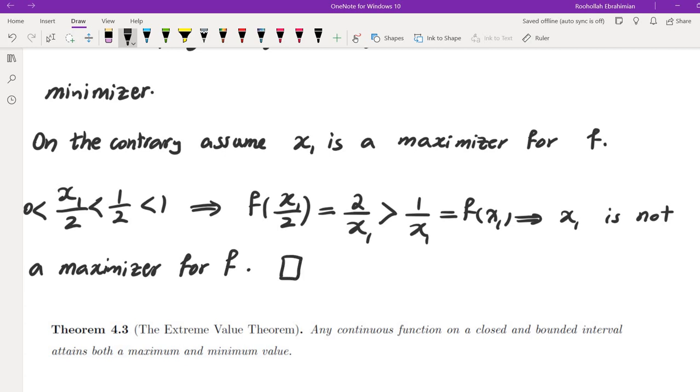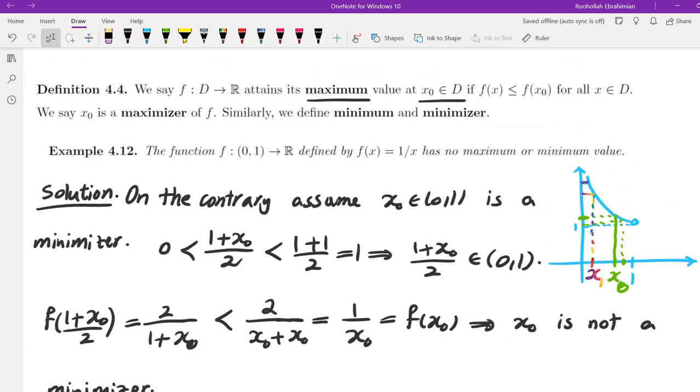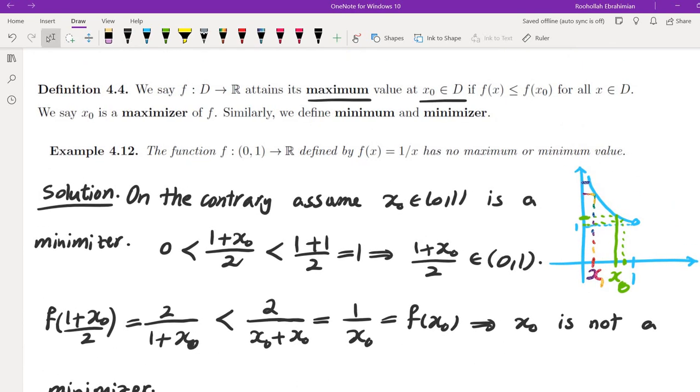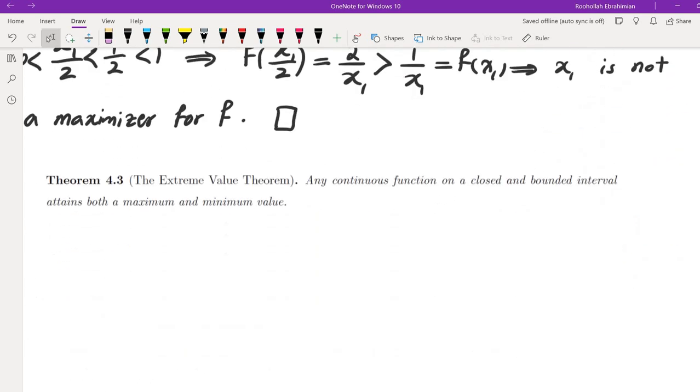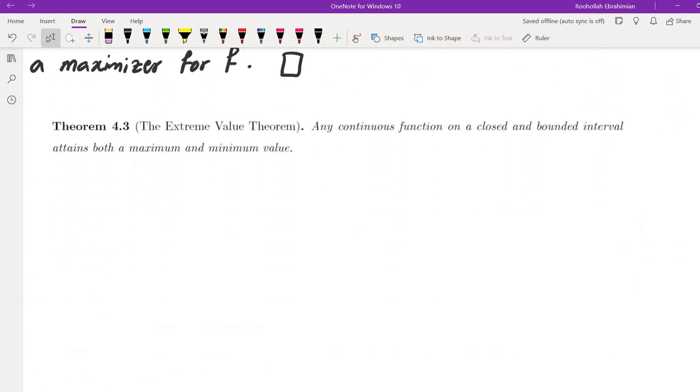So we showed that this function, even though it is a continuous function, doesn't attain its maximum, nor does it attain its minimum. And if we think about it, this function is a rational function. It's a polynomial over polynomial, which is why it's a continuous function.